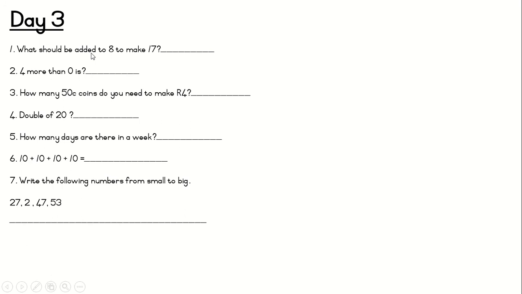What should be added to 8 to make 17? Added means plus sign. So 8 plus what is equal to 17. 4 more than 0 is. More than means plus. So 4 more than 0 is 0 plus 4. How many 50 cent coins do you need to make 4 rand? So you're going to say 50 cent plus 50 cent is 1 rand. Now you have to count up until 4 rand. The double of 20 is the same as 20 times 2, or 20 plus 20.